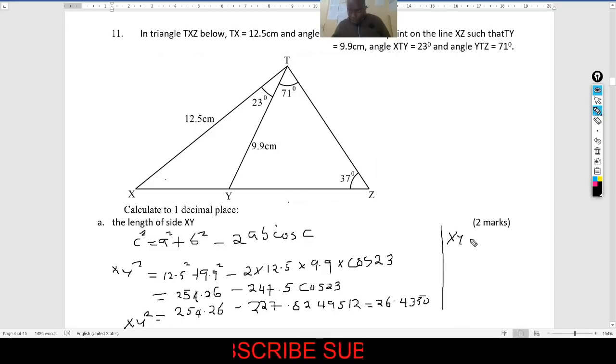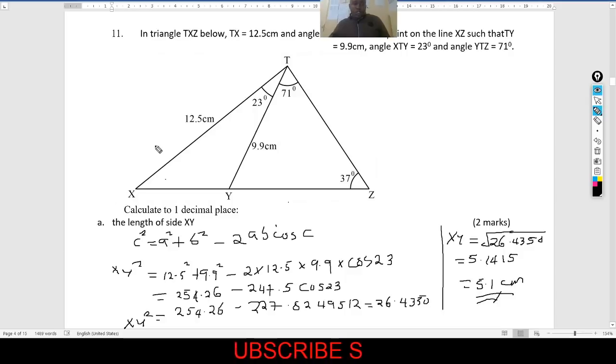XY equals the root of 26.4350. So you find the square root of that, and it gives you 5.1415. We are asked for one decimal place, so the answer is 5.1 centimeters.